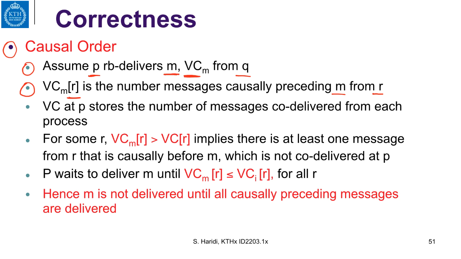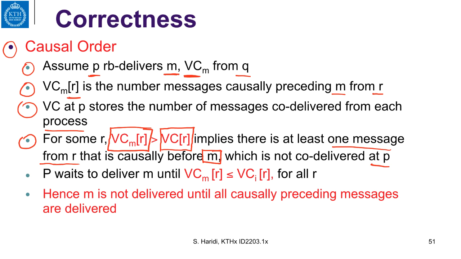Now the vector timestamp at P stores the number of messages causally delivered for each process, for example, any arbitrary process R. So for some R, it might be the case that the vector timestamp of the message at that field is greater than the vector timestamp of the process for that specific field R. And that implies that there is at least one message from R that is causally before M, which of course is not delivered at P.